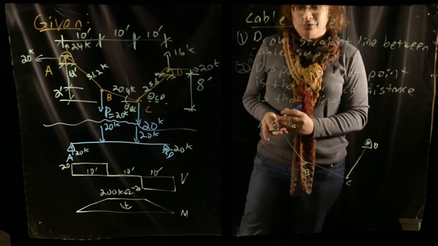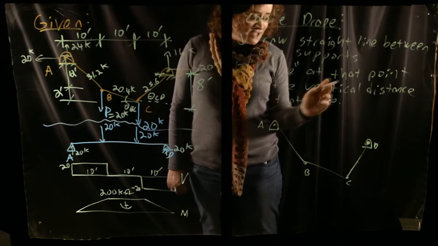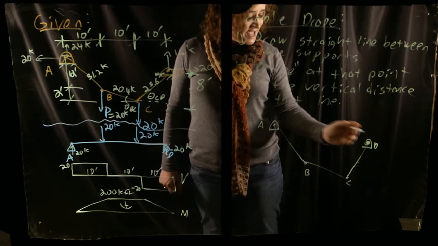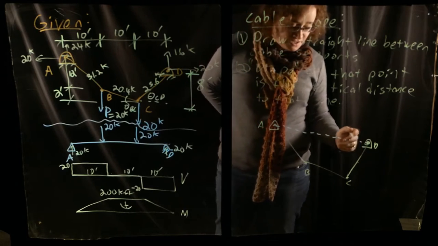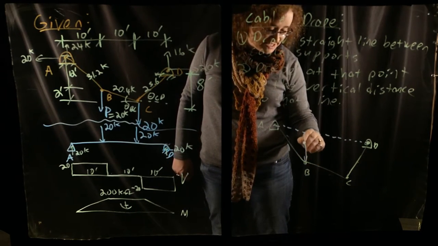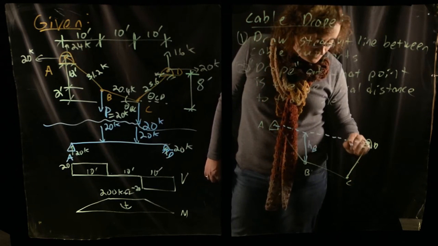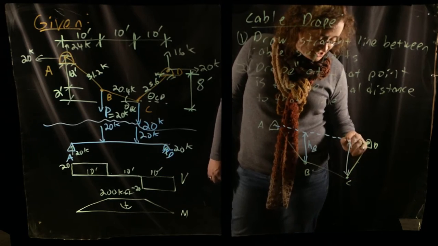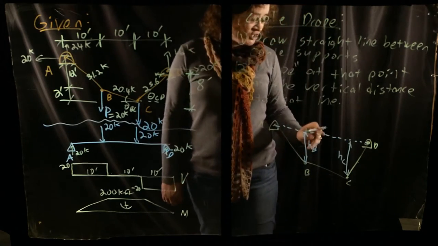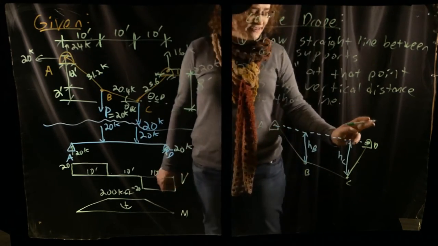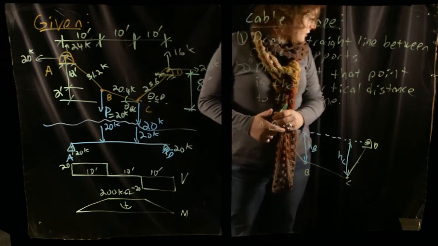Now, again, to define the cable drape at some location, we will take the dashed line, the line between A and D, between the ends of the cable. So this is the cable drape at B. You could call that maybe HB and HC. So if you want to find the cable drape at a certain location, you need to find the height of this line at that location and subtract the height of point B, or whatever point you're considering.